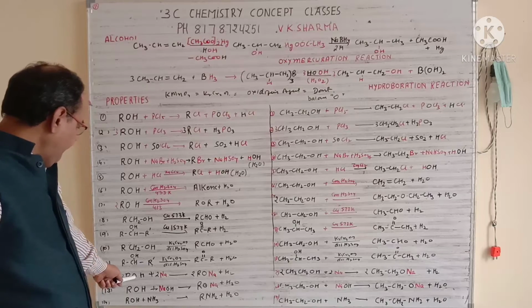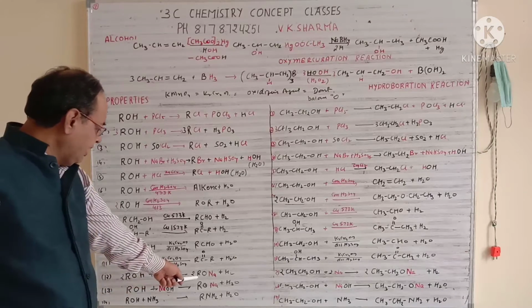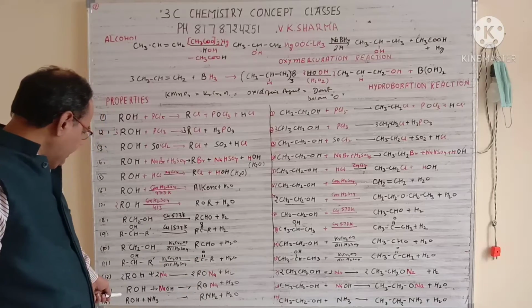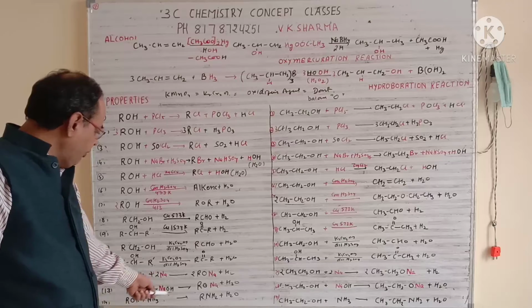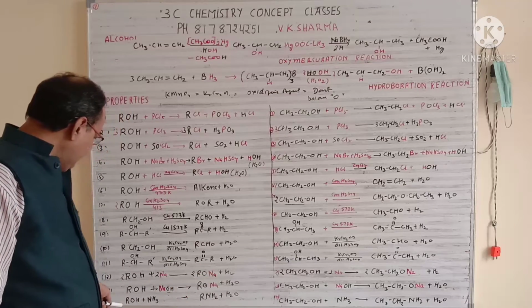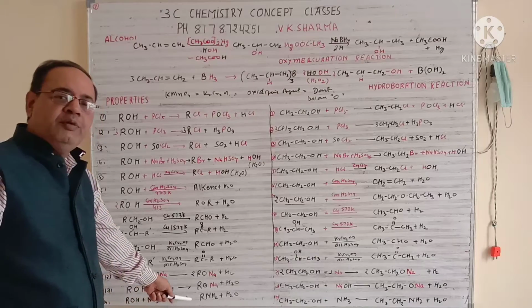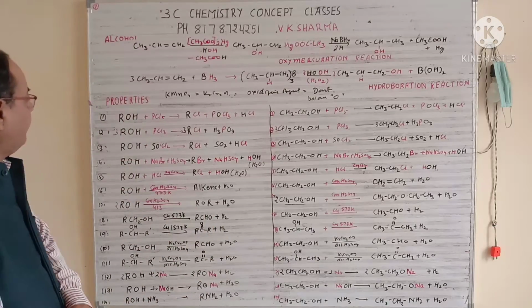Now when ROH reacts with twice of Na, hydrogen is displaced, and you will get RONa plus H2. In the same way, ROH plus NaOH, and the OH forms water, so that will give single RONa plus H2O. When ROH reacts with NH3, that will give you RNH2 plus H2O. So these are the properties of alcohol.